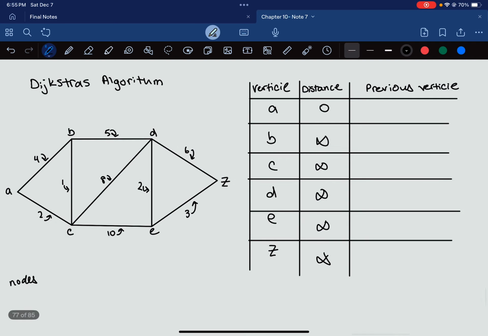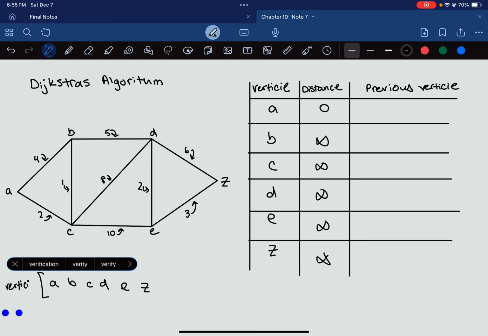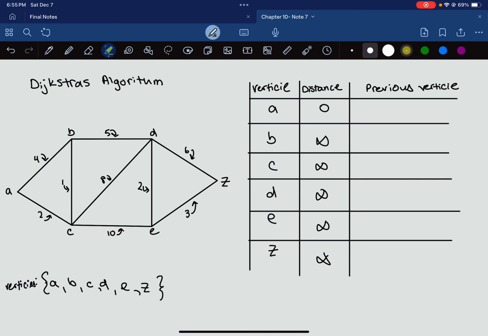Okay, now we're just going to write our nodes, and these are all of our nodes: A, B, C, D, E, Z. You know what, let's call them vertices. Okay, so let's start at vertice A.